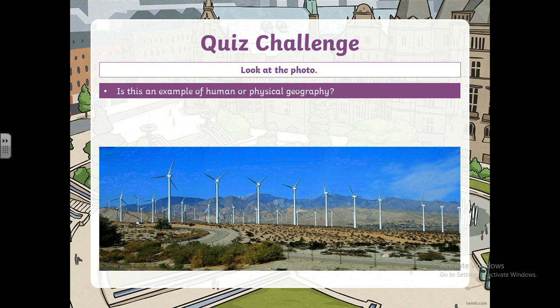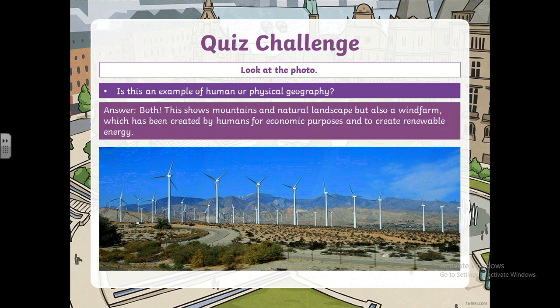Have a look at this photo and have a think about whether you think this is showing human or physical or both. Pause the video, press play when you're ready for an answer. I can tell you that this is showing both. This shows mountains and natural landscape. So this is the physical part. We've obviously got the lovely mountains in the background and the desert, but it's also showing this wind farm. These are the wind turbines I was talking about earlier, which has been created by humans for economic purposes and to create renewable energy. So it's showing both.